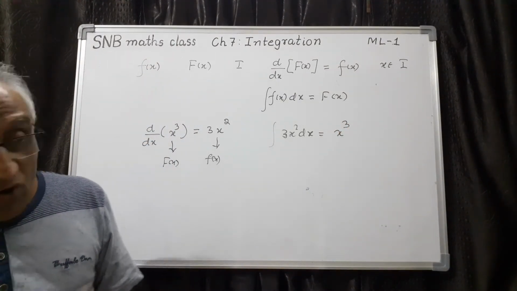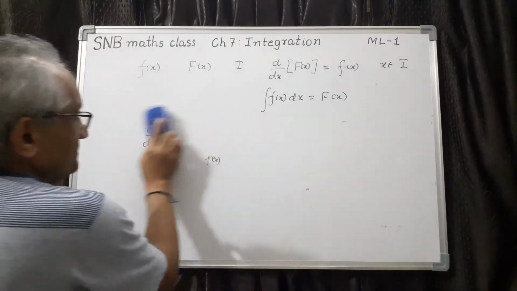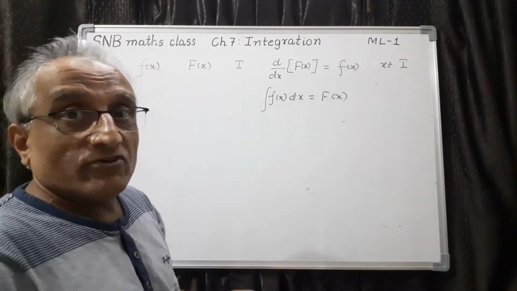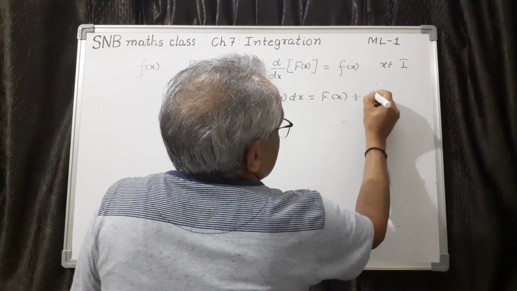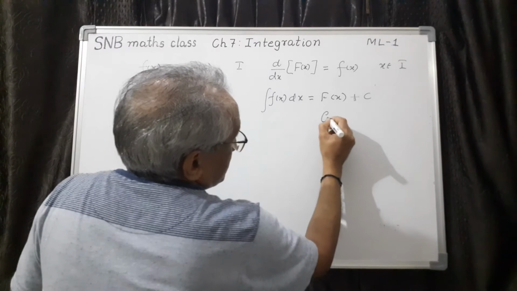Now there is one small problem. The problem is this: we write the integration of f of x dx equal to not only F of x, we add a constant c. And this constant is called the constant of integration.